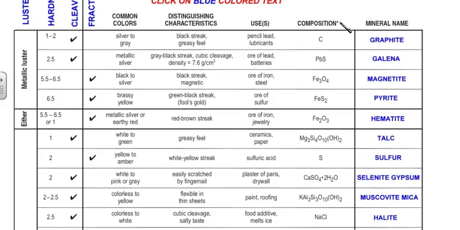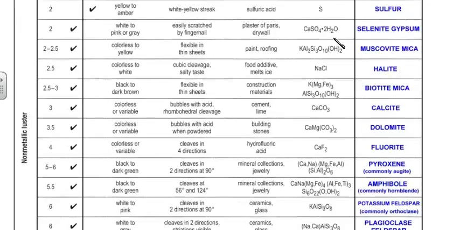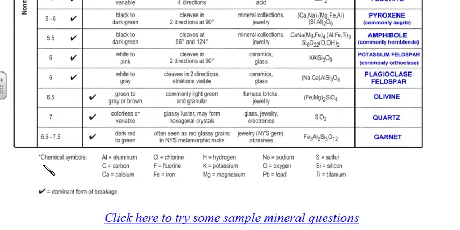Alright, composition. We got a little star down here, so let's go down to the bottom. We've got the chemical composition of the minerals. So if we take quartz as an example, SiO2. So this would mean that it has Si, silicon, and O for oxygen.